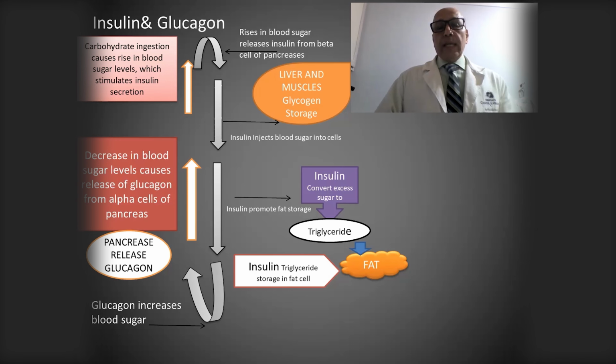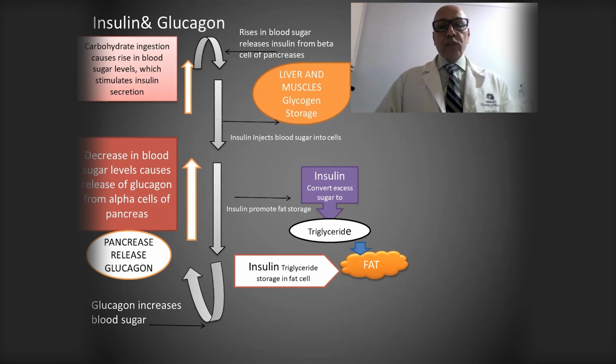If it's too much, or in excess and not used, then it becomes fat. And the fat that it becomes is triglyceride. Then insulin causes triglyceride storage in the fat cell. This loop happens every time you eat a carbohydrate, which raises blood sugar and stimulates insulin secretion.